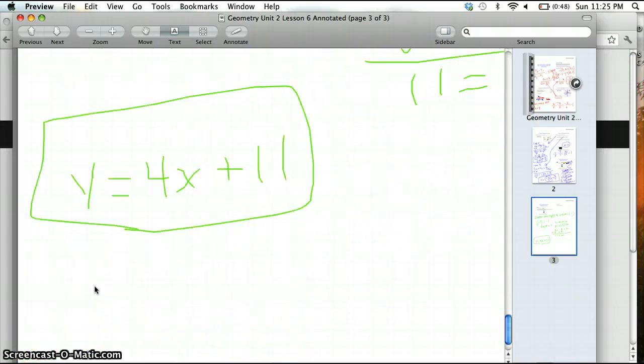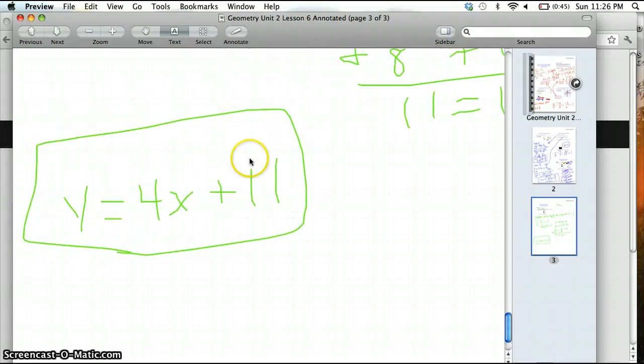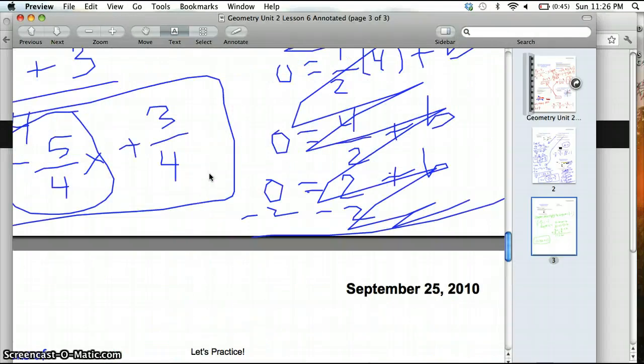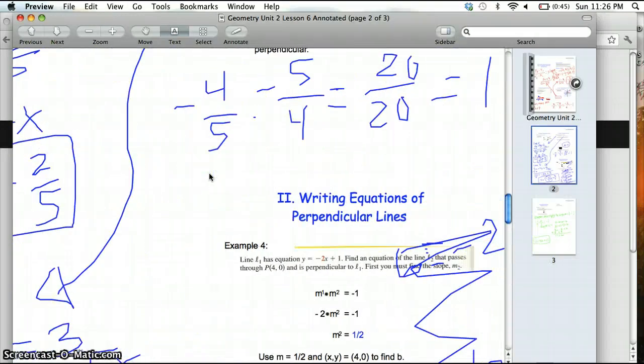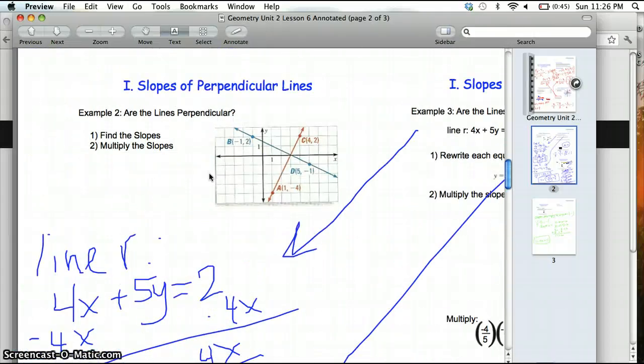So now we can go ahead and plug in. y equals mx, which is 4x because our slope was 4, plus 11 because 11 is b. So that is our equation. So go ahead, and I want you guys to do example number 4 and example number 2.